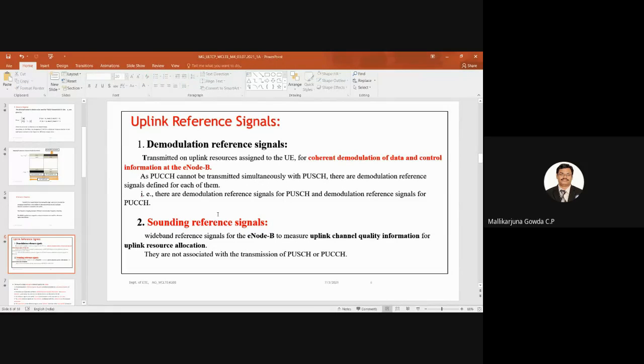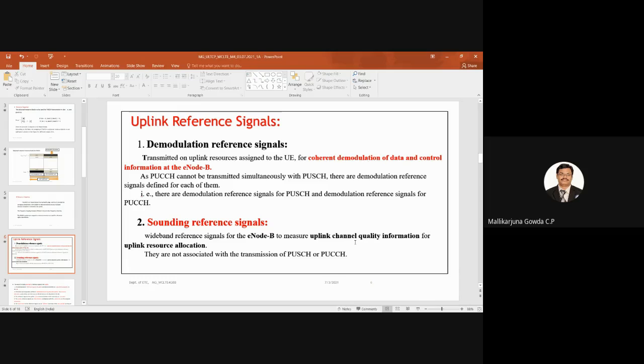The second one is the sounding reference signal. The sounding reference signals are basically wideband reference signals for the E node B to measure the uplink channel quality information for the uplink resource allocation. So these are wideband reference signals for the E node B to measure what? Uplink channel quality information.